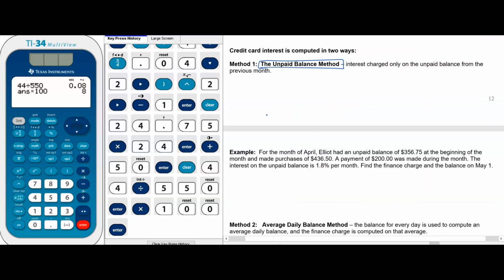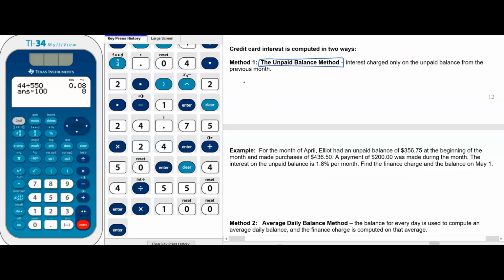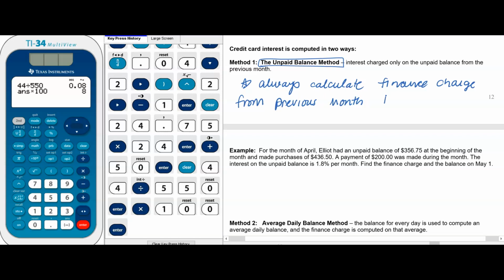With the unpaid balance method, just a quick note here: always calculate the finance charge from the previous month first. First is in capitals because you have to do that first. If you don't, you're going to get the wrong answer. So let me show you what I mean. Let's look at this problem.